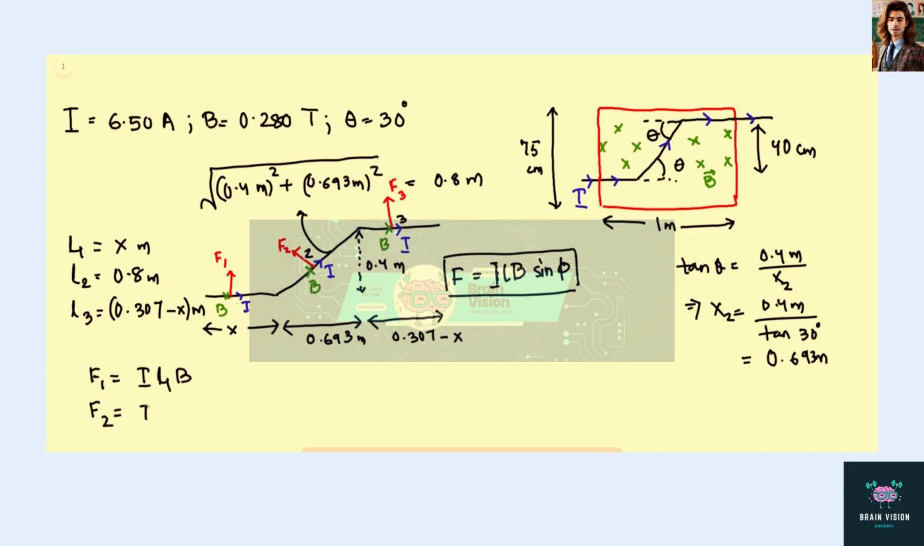Similarly, F2 will be I times L2 times B, and F3 will be I times L3 times the magnetic field. Now let's add F1 plus F3 and see what we get, because the net force is, so let's find the net force first and then we'll have an idea of why we will be doing this.